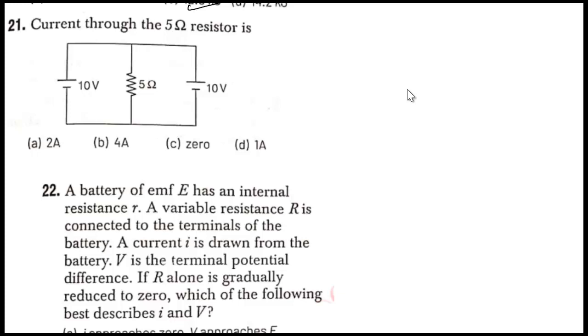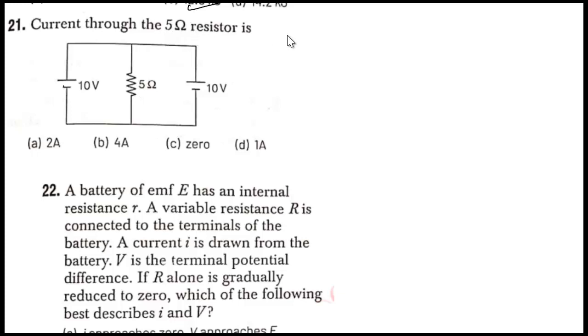So here the next question is, the current through the 5 ohm resistor in the given circuit. Here we are given a 10 volt supply, a 5 ohm resistor and another 10 volt supply. How to find out the current? So here, these two cells are in parallel with each other. See here, positive is connected to positive, so 10 volt will be applied to the 5 ohm resistor.